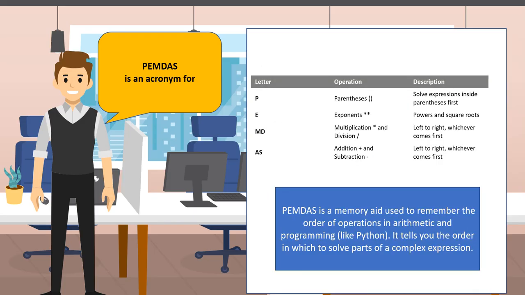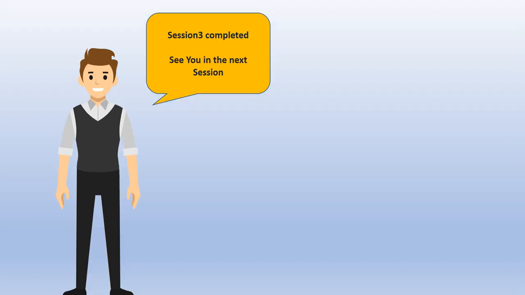PEMDAS is the acronym for remembering how expressions are evaluated. When you have a mathematical expression, especially, you will have parentheses. Using the parentheses correctly will ensure that your expression is evaluated correctly. These are things you need to remember in arithmetic operations, as well as overall in operators and expressions in Python. So that's all for session 3.